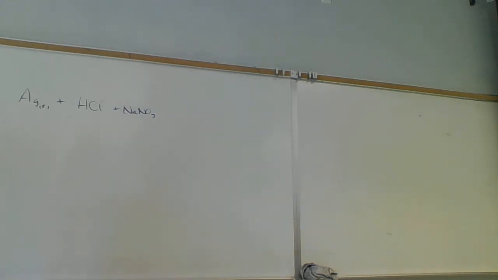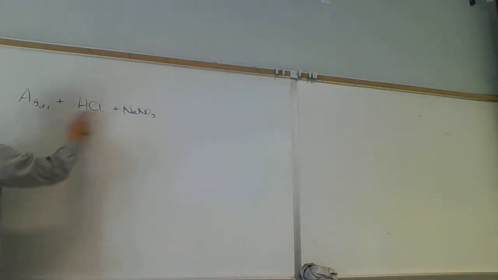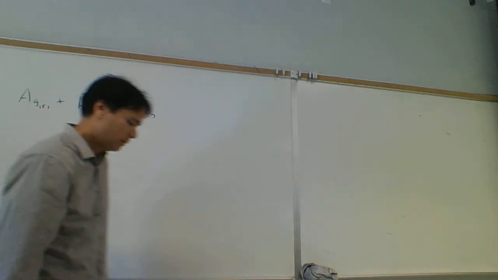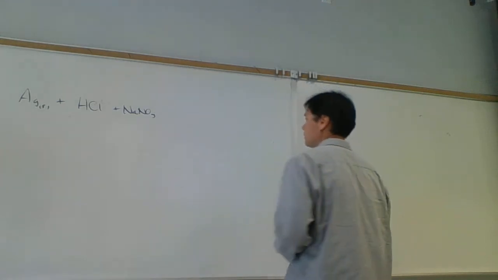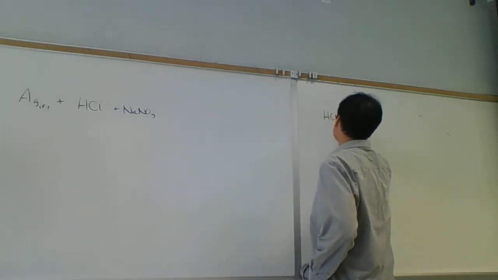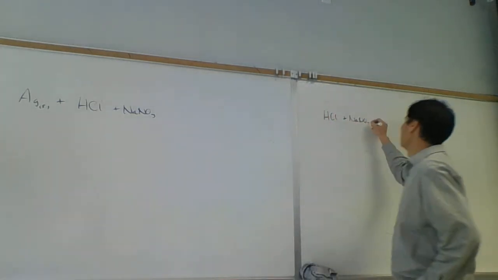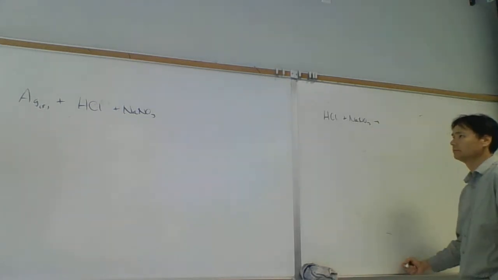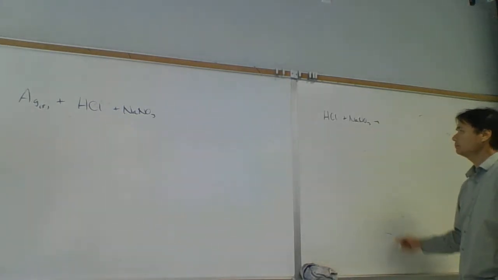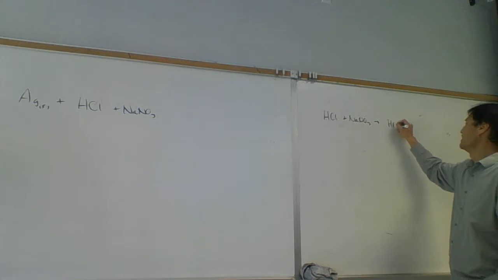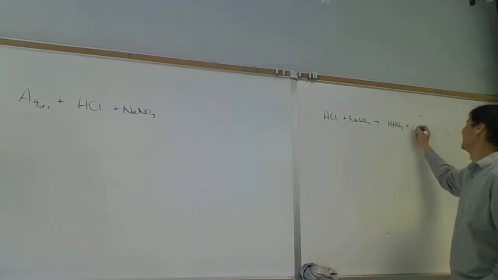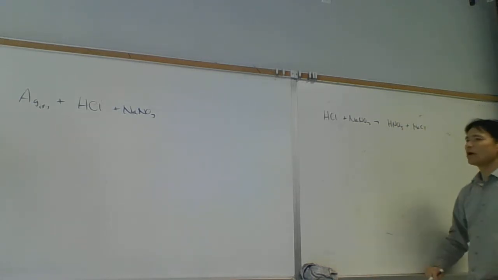One of the patterns we might see is like HCl and sodium nitrate. Maybe silver is just a spectator and HCl and sodium nitrate react, or maybe silver participates there somewhat. And so if you did HCl plus sodium nitrate, what would form? Yeah, nitric acid and sodium chloride.